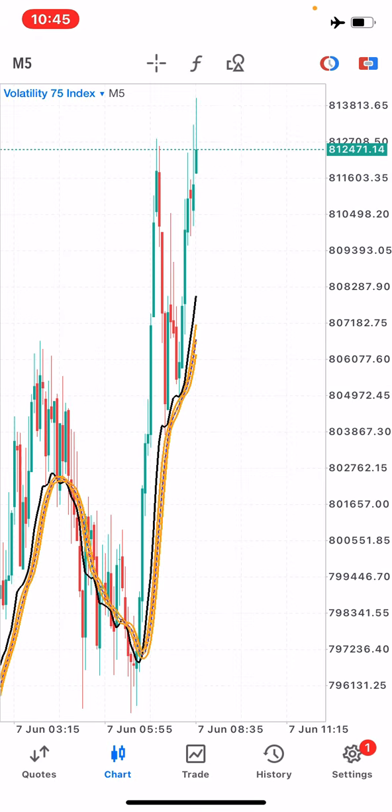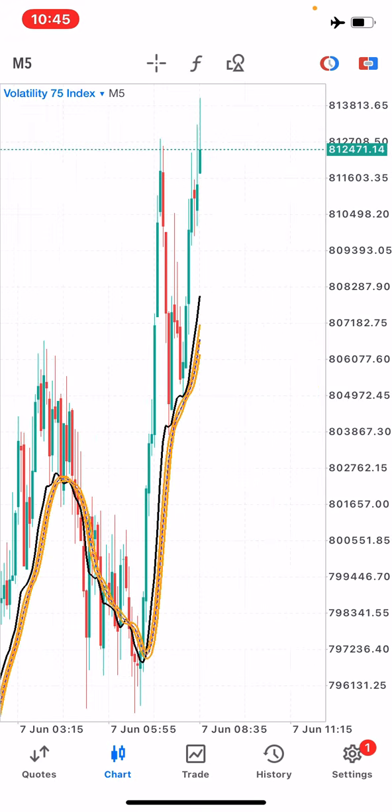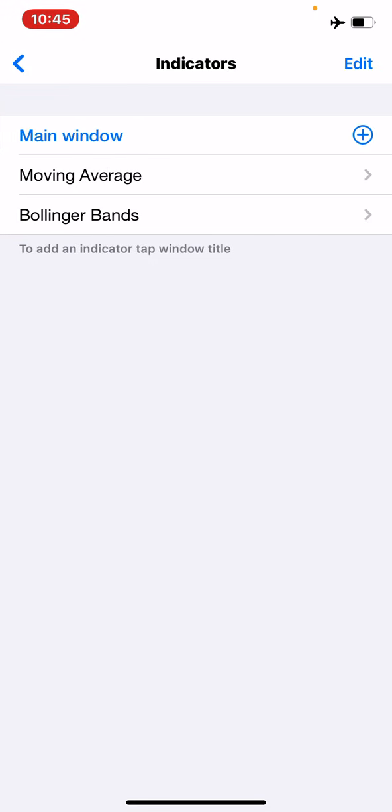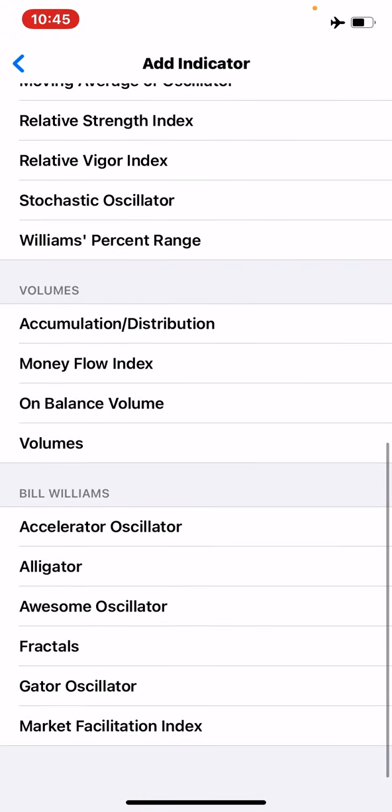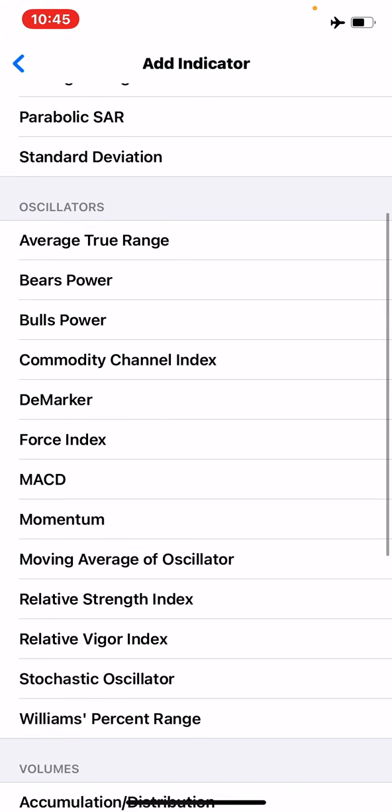Then I'm going to click on done, and as you can see, there's an orange line running across my charts too. And then we want to move to indicator window 1, and the first indicator that we will need is the relative strength index, which is right here.